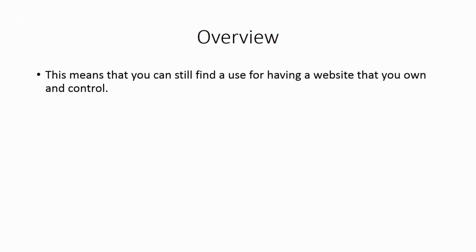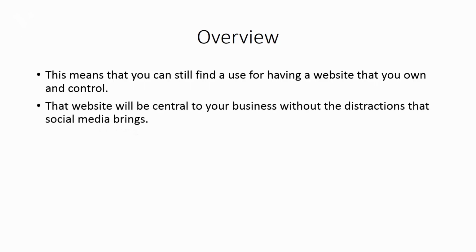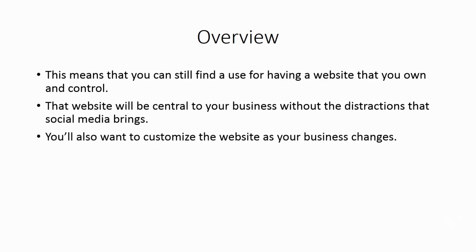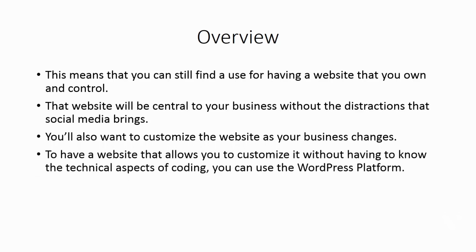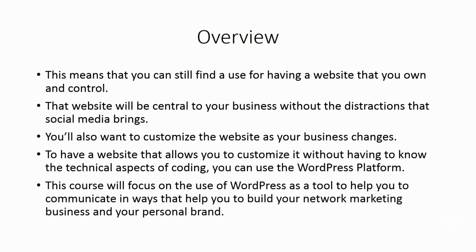Now, this means that you can still find a use for having a website of your own that you control. Now, that website will be central to your business without the distractions that social media brings. You'll also want to customize the website as your business changes. Now, to have a website that allows you to customize it without having to know the technical aspects of coding, you can use the WordPress platform. This course will focus on the use of WordPress as a tool to help you communicate in ways that help you to build your network marketing business and your personal brand.